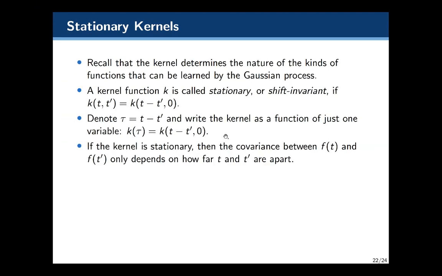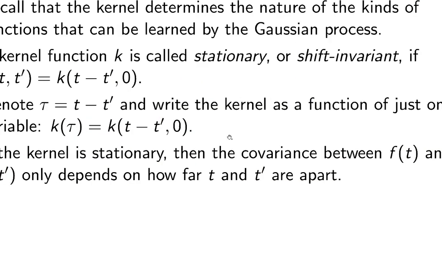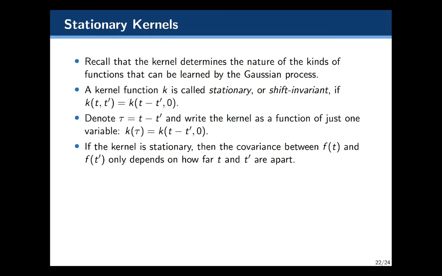And what this does is it basically says that if your kernel is stationary, then the covariance between your outputs of your GP, f of t and f of t prime, only depends on how far those two points are apart. So it doesn't actually depend on the location of those values in your space, but only the difference between those two locations.